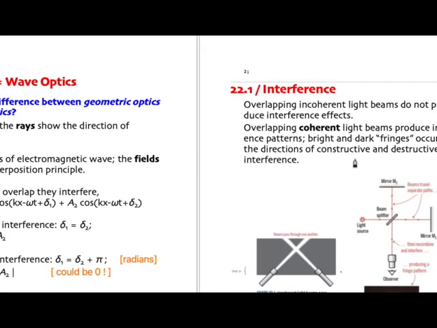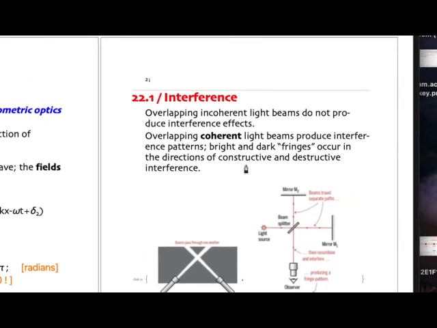Overlapping coherent light beams produce interference patterns. They'll produce regions of bright and dark light called fringes, which occur in the directions of constructive and destructive interference. So where you have constructive interference, you have bright light because the two waves add together. Where you have destructive interference, you have possibly no light at all, where the two waves cancel each other out.